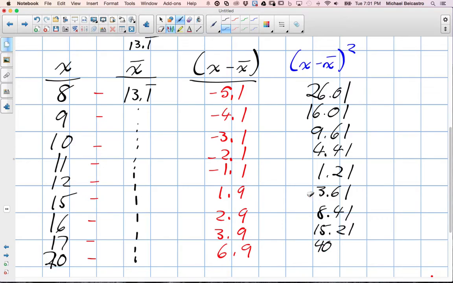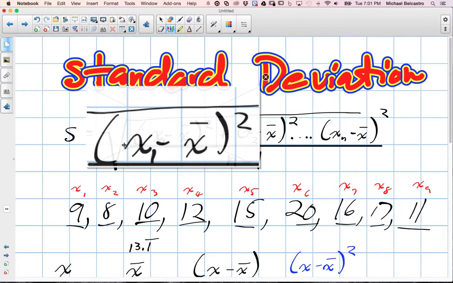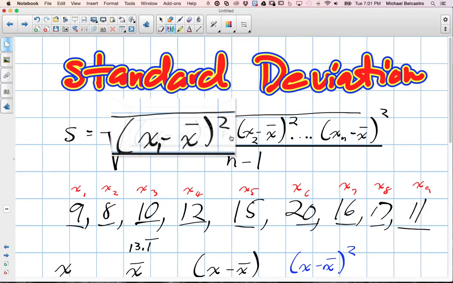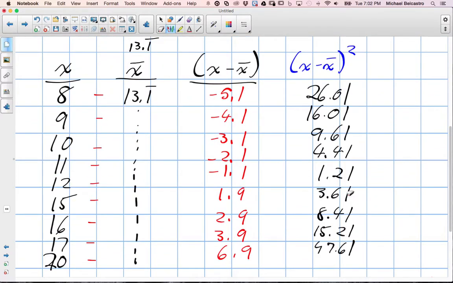47.61. Okay, great. So 47.61. Now, according to this formula up here, the step we haven't done yet, so we've done all of this here. We've done that part, the minus the mean squared. What we haven't done yet is add all these values together. So that's going to be the next step. We're essentially adding every term together. So let's get a calculator out.